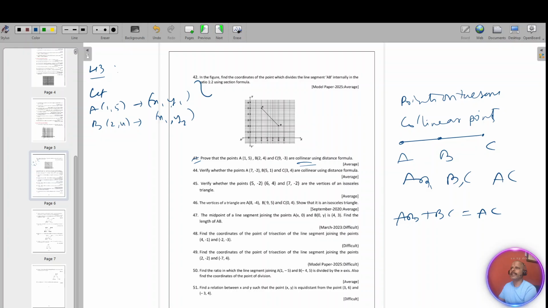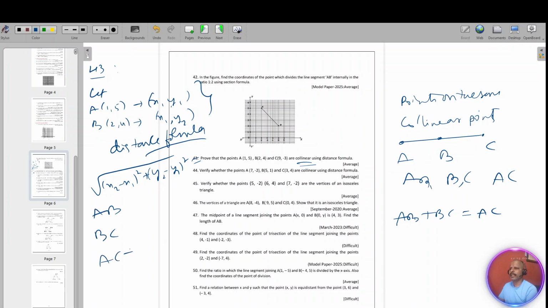For AB, you apply the distance formula. I'm giving a clue here. What is the distance formula? Square root of (x2 minus x1) whole square plus (y2 minus y1) whole square. For all three, AB, BC, AC, you apply the distance formula. Once you apply, just check out. AB, how much do you get? Root 2 units. This you will get root 98 units. This you get root 128 units. Okay.